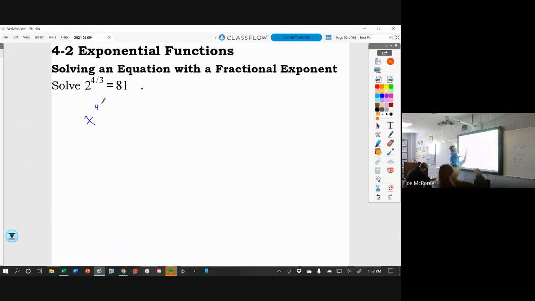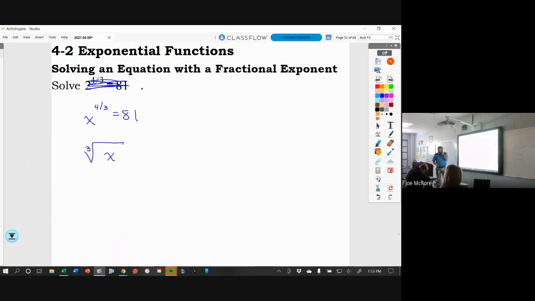x to the 4/3 power is 81. I think the answer needs to be on top. Now you change it. Well, this doesn't say exponential functions, it just says a fractional exponent. What's another way of writing x to the 4/3 power? It's like the cubed root of x to the 4th power. The cubed root of x.